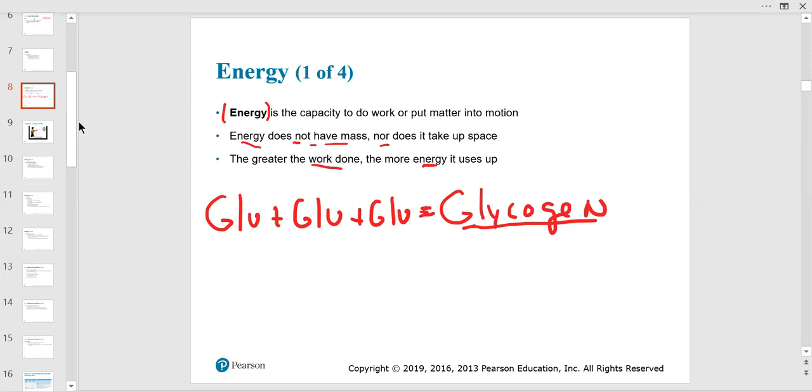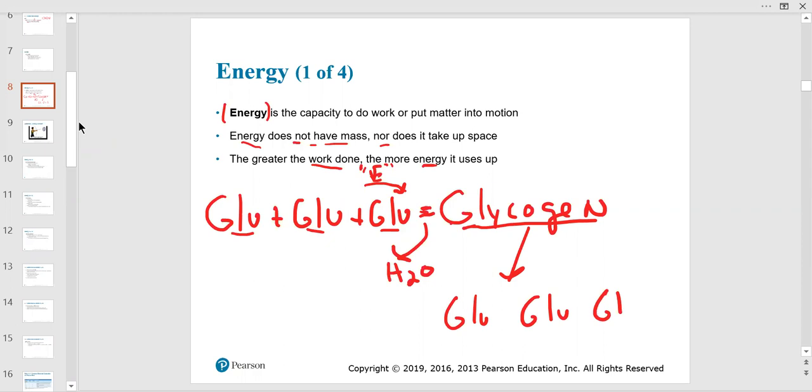Remember I said last time we use glucose for energy. So in order to build this, it's going to take energy. Energy is going to have to be added to this in one way or another. We lose water. Water is going to come out of this in this whole process. So this is dehydration, which you're going to see. But you need energy.